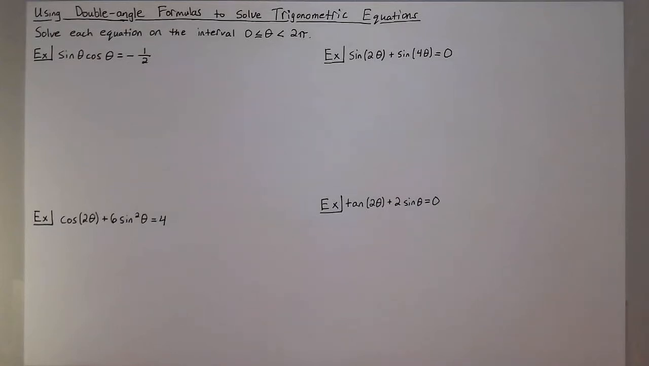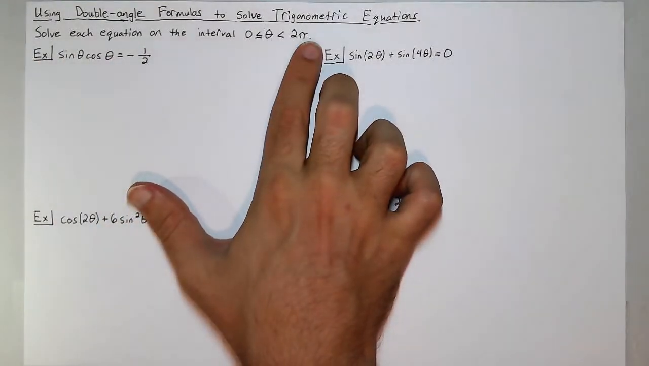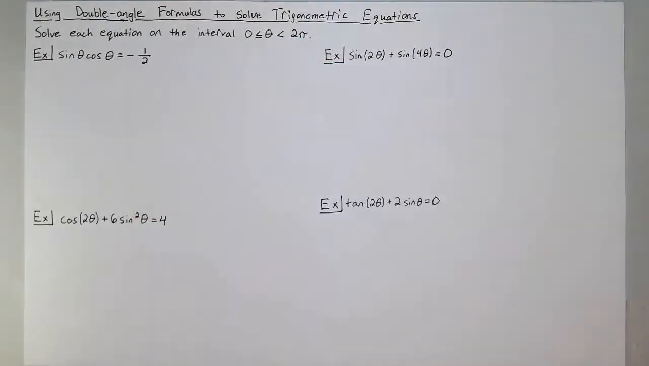In this video, we are going to learn how to use double angle formulas to solve trigonometric equations. We're going to solve each of these equations on the interval of 0 to 2 pi, not including 2 pi.